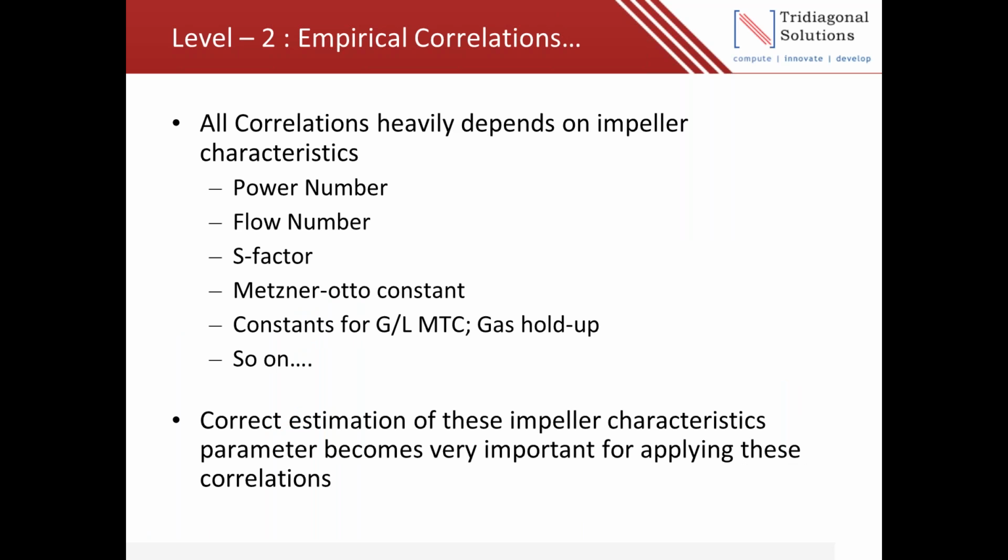So to summarize these level 2 methods, all these correlations depend heavily on the impeller characteristics being accurately estimated. These impeller characteristics include power number, flow number, the S factor for N_JS calculation, the Metzner-Otto constant, and various constants used in the gas holdup or gas-liquid mass transfer coefficients. Correct estimation of these impeller characteristic parameters is very important for applying these correlations to the system of interest. We need to know all these parameters accurately for our system so that we can get a good estimation of our various mixing parameters.